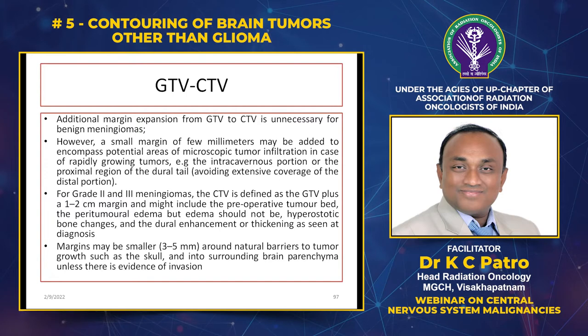The margin for the PTV is 3 to 5 mm around the CTV, and you should go 3 to 5 mm around the natural barriers like the skull and corpus callosum. You can go around the ventricle as well. At least go, don't abruptly stop along the walls. Use at least 3 to 5 mm to the opposite side in central parasagittal meningiomas and paraventricular meningiomas.